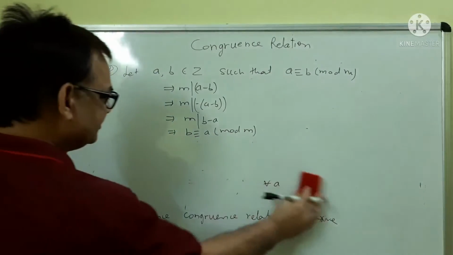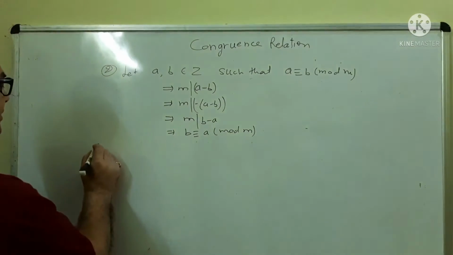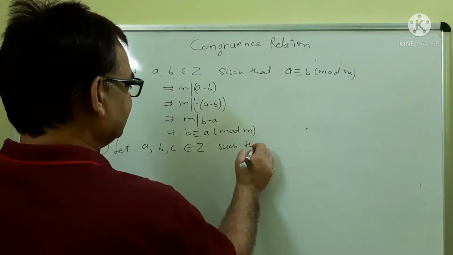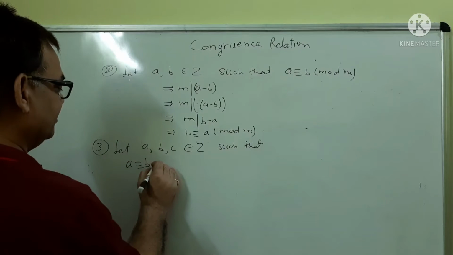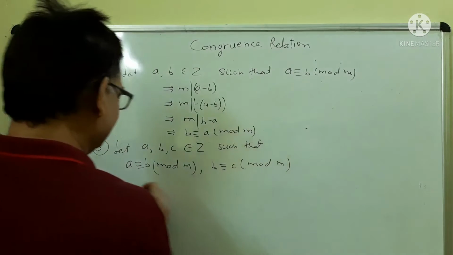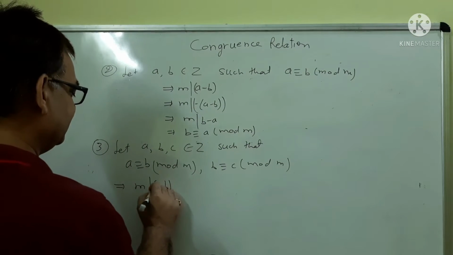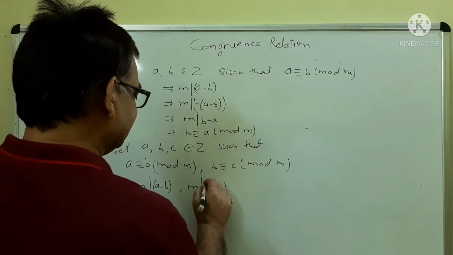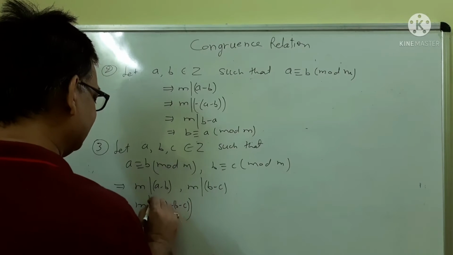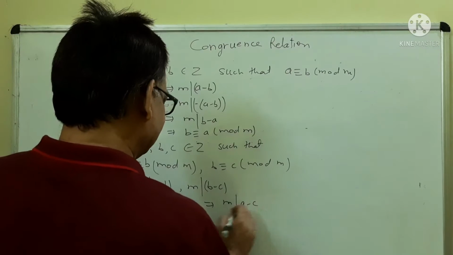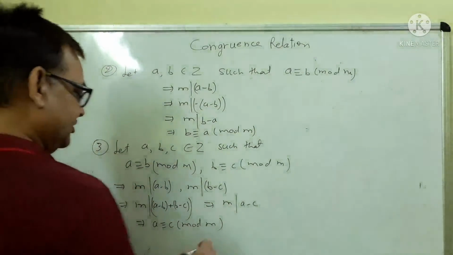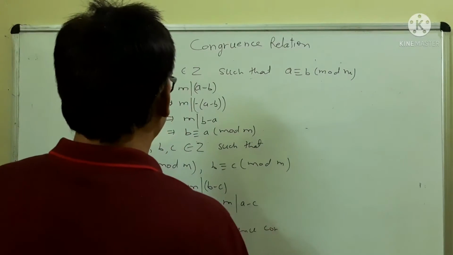Now third, let a, b, c belong to Z such that a is congruent to b mod m, b is congruent to c mod m, implies m divides a minus b, m divides b minus c, implies m divides a minus b plus b minus c, implies m divides a minus c, implies a is congruent to c mod m.